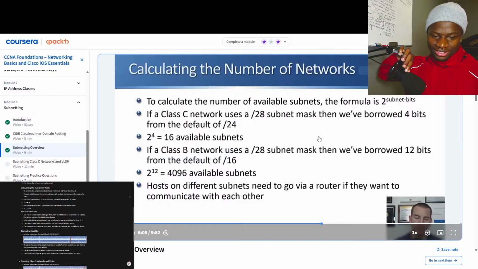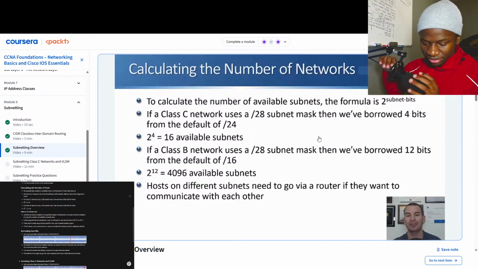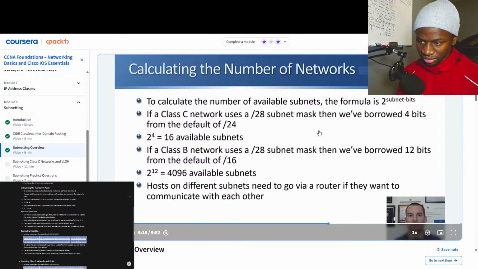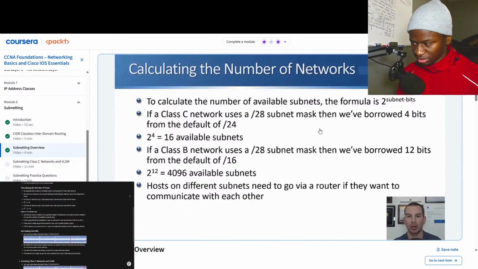Keep doubling each time. Good. And remember that hosts on different subnets need to go via a router if they want to communicate with each other. That's the whole point of having our IP addressing and of doing subnetting. It's to divide our network up.